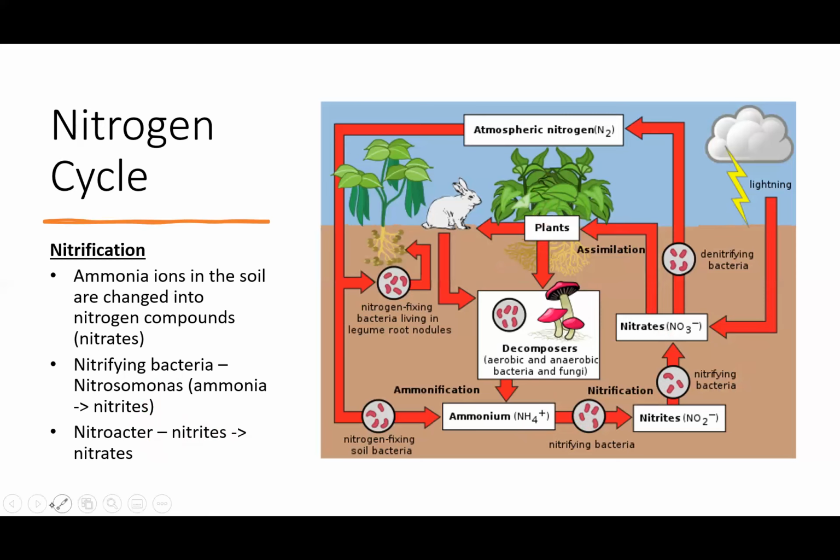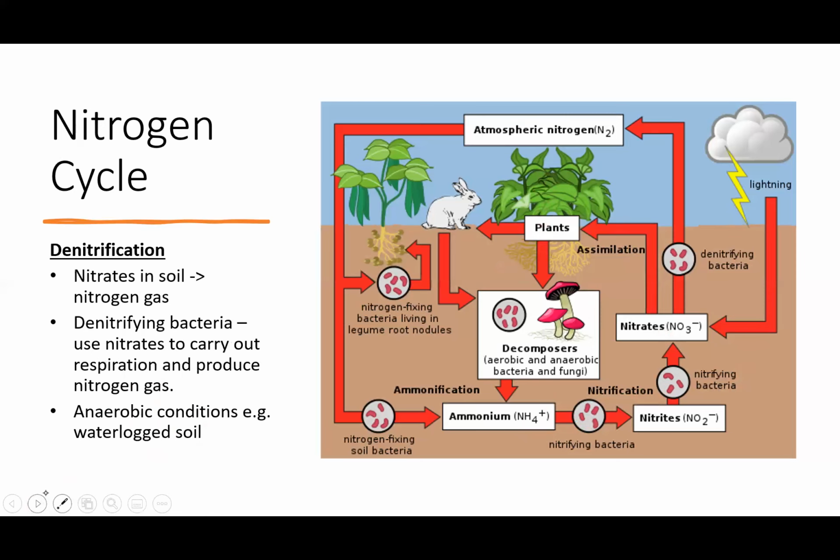And then the final process is denitrification. Denitrification is when nitrates in the soil are converted into nitrogen gas, and this is by denitrifying bacteria. They use nitrates in the soil to carry out respiration, and they produce nitrogen gas. This always happens under anaerobic conditions, so there is no oxygen present, in places like waterlogged soils.